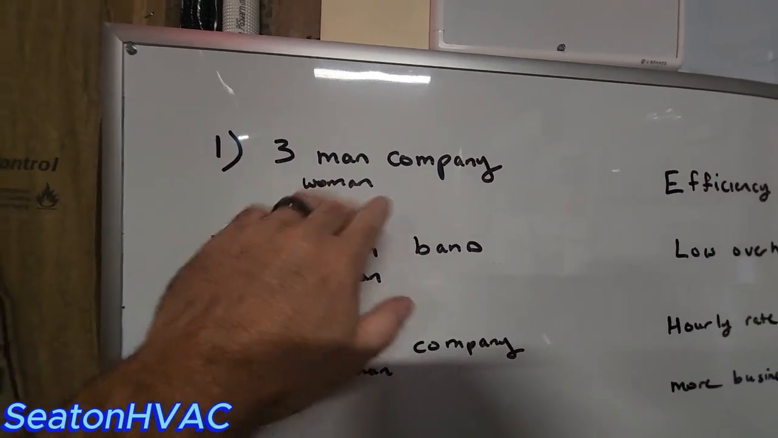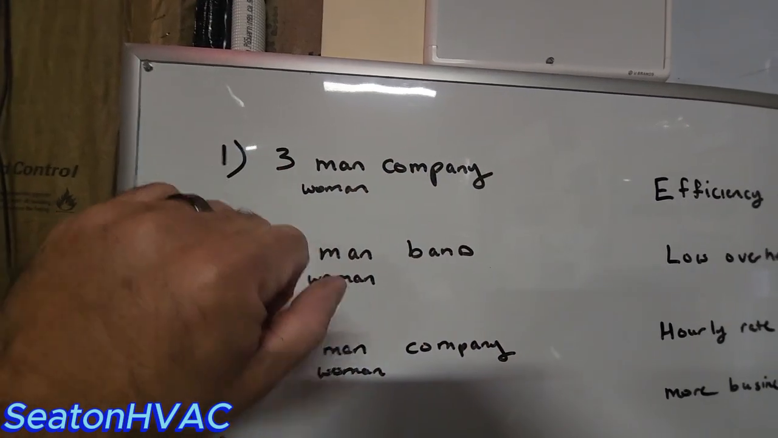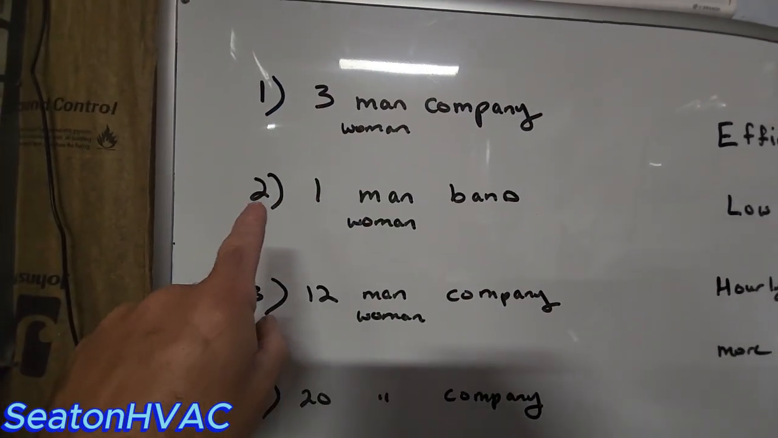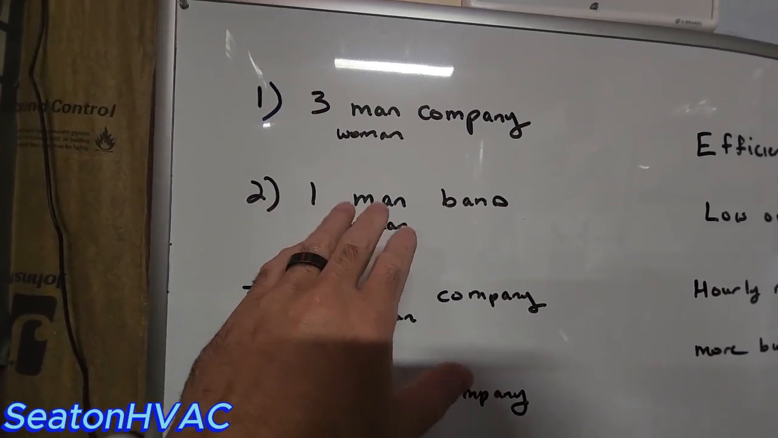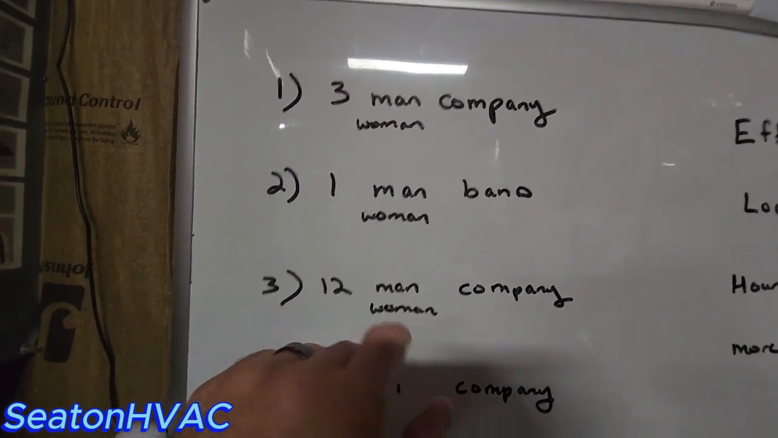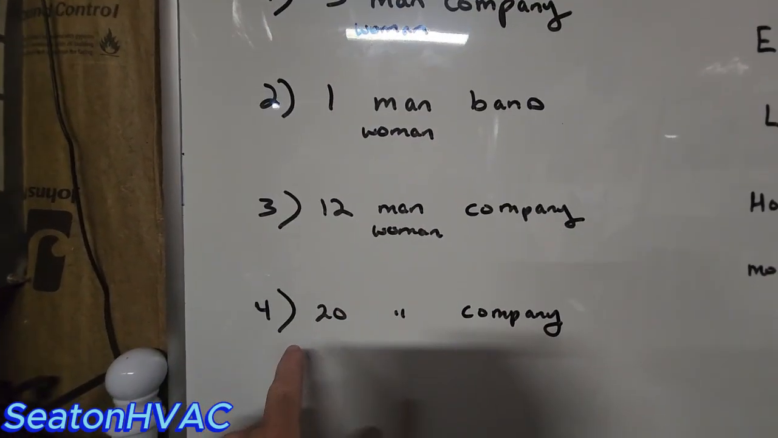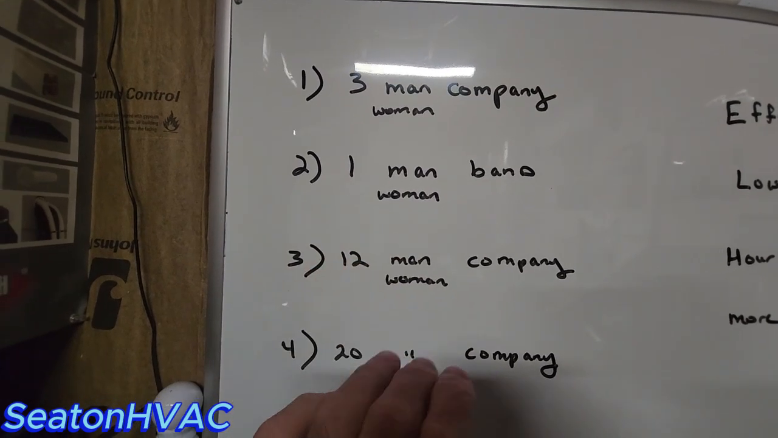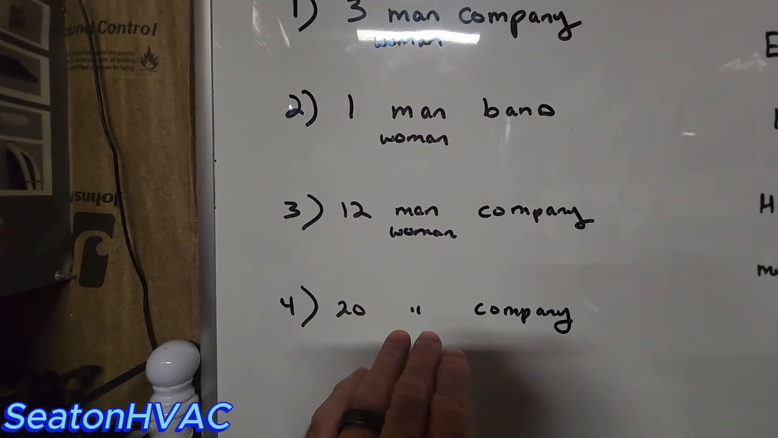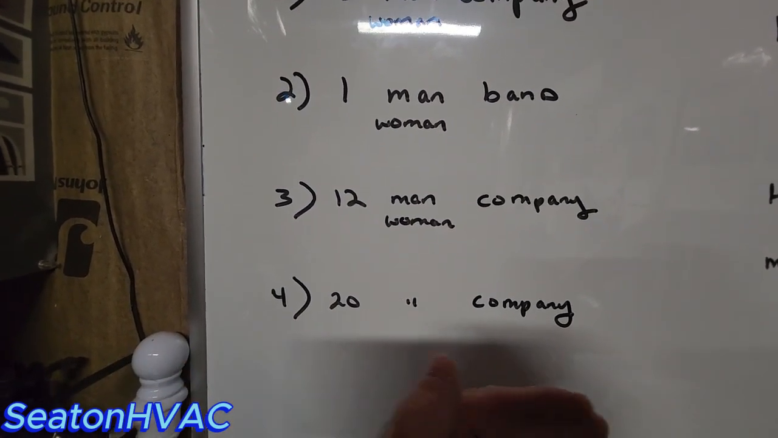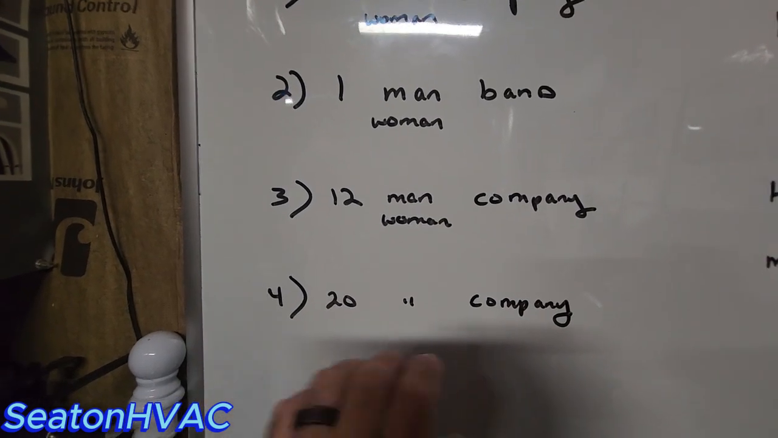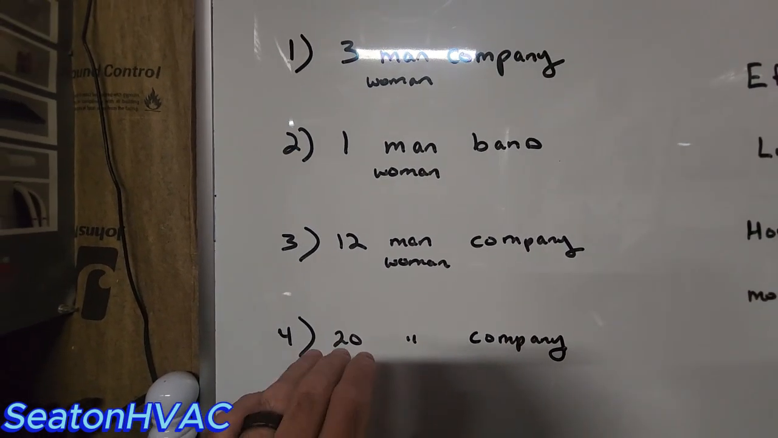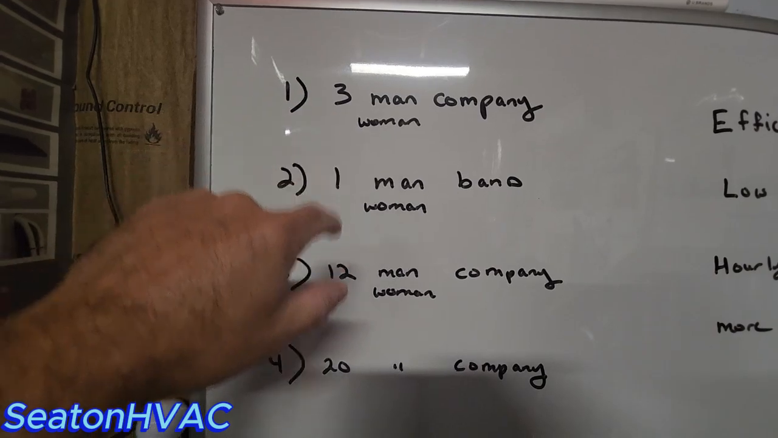So a 3-man or woman company, just a small little company. I'm going to show you that scenario. I'm going to show you a 1-man band, 1-woman band company, 12-man company, and then a 20-man company, how that overhead factors into your break even. I shouldn't put hourly rate there. That's your break even number that you need to make per hour. So I'm going to show you all 4 of these scenarios.